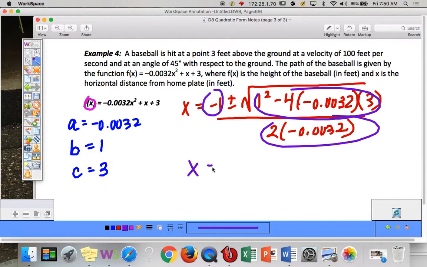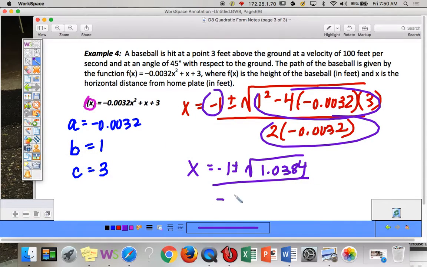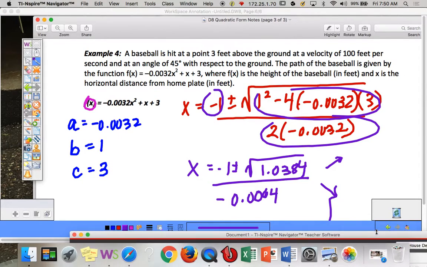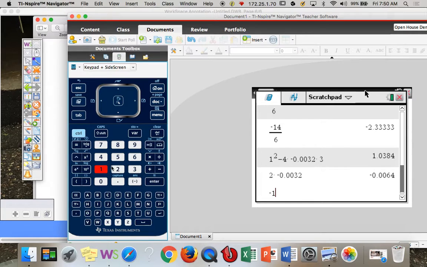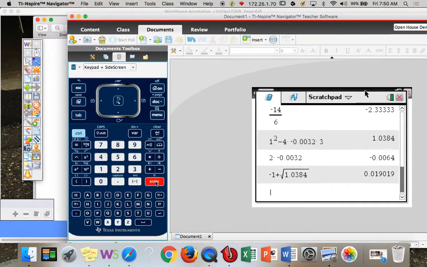Okay, 1.0384. All over, we're going to take 2 times our negative 0.0032, which is negative 0.0064. And then split it up and solve it. So this one I'll just type right in the calculator. So the first one's negative 1 plus the square root of 1.0384. Hit enter. Divide by negative 0.0064.